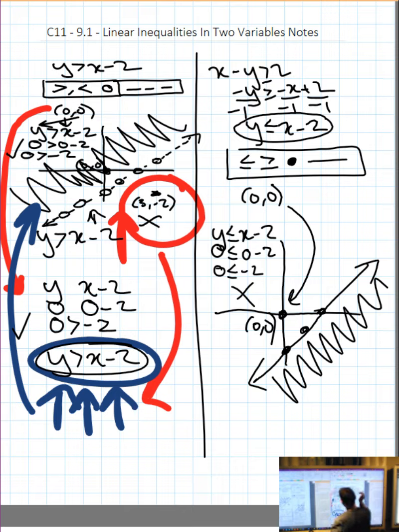So again, the example on the left, it was correct. We shade the correct side. And if we had tested a point not on the correct side, it would have been wrong to tell us to shade the other side. Or we do a test and it's wrong immediately, and we just shade the other side of the test point.